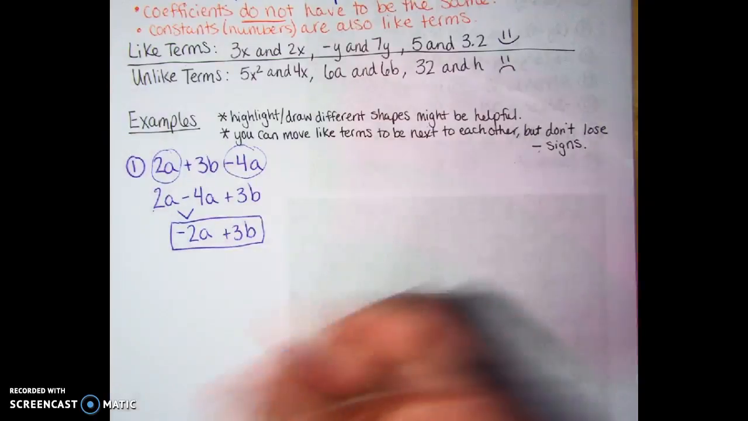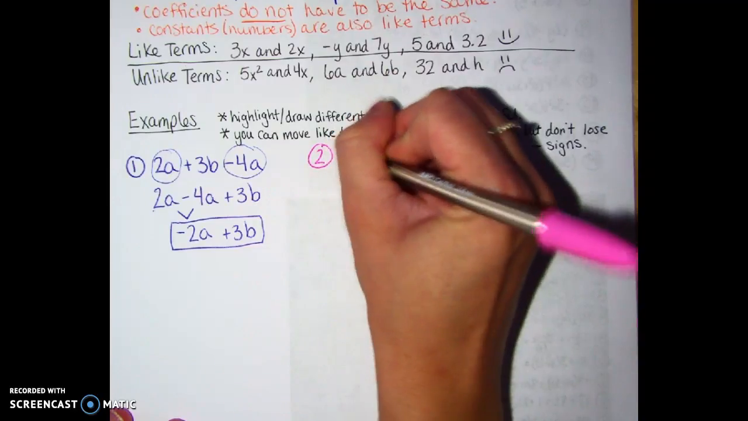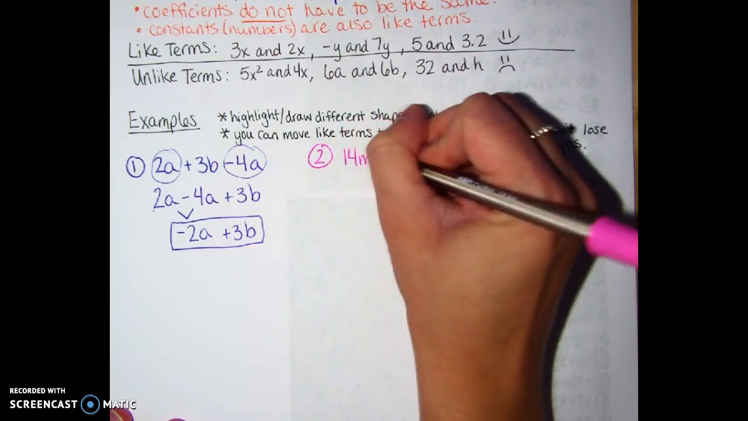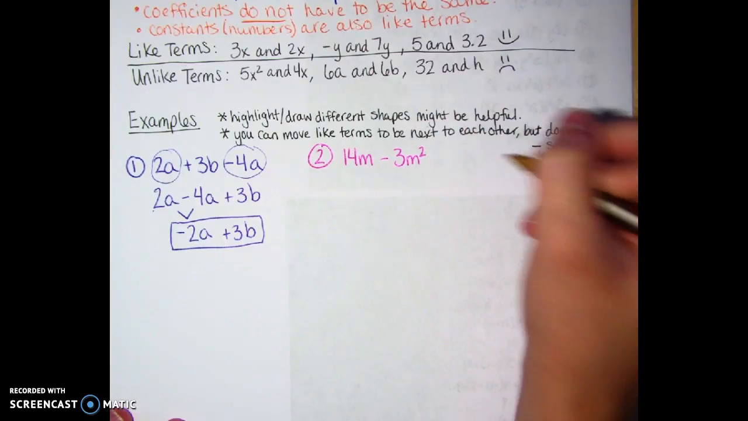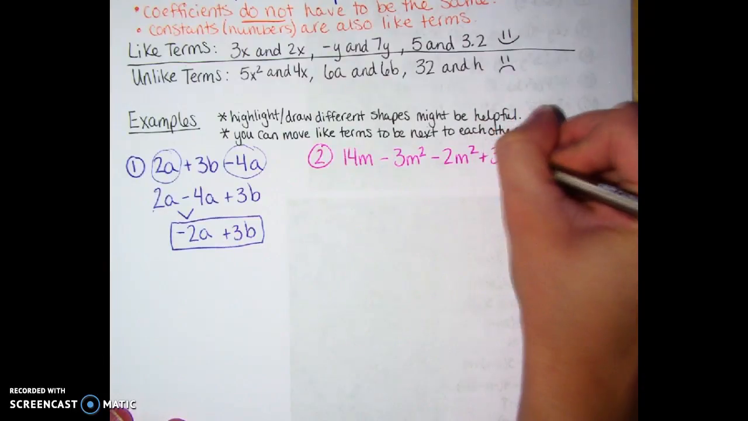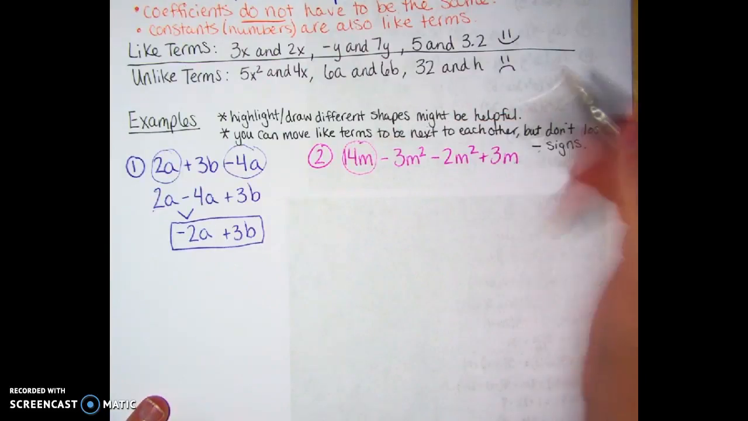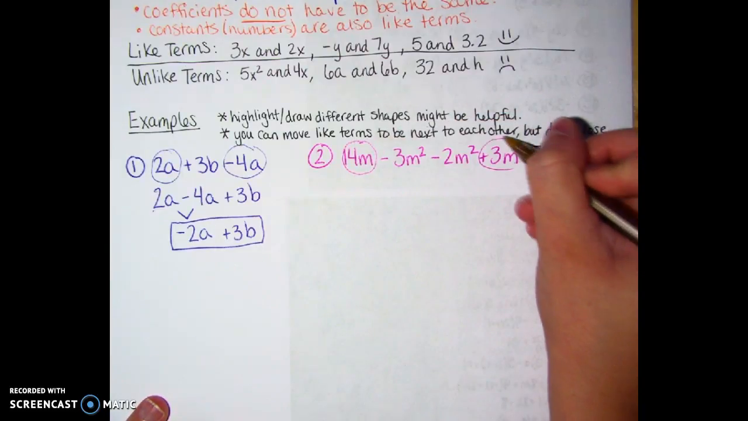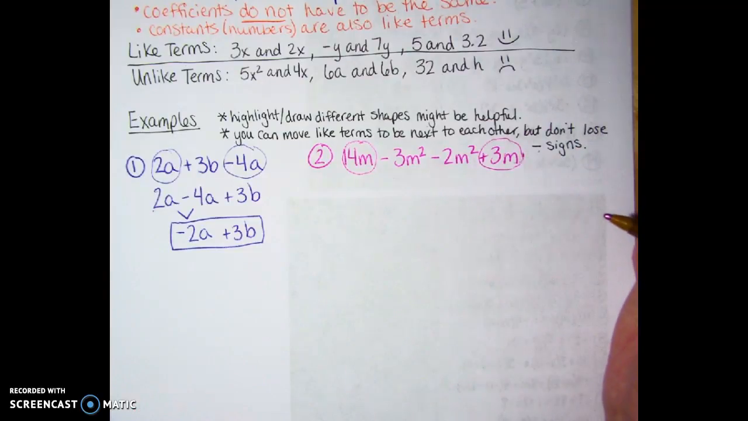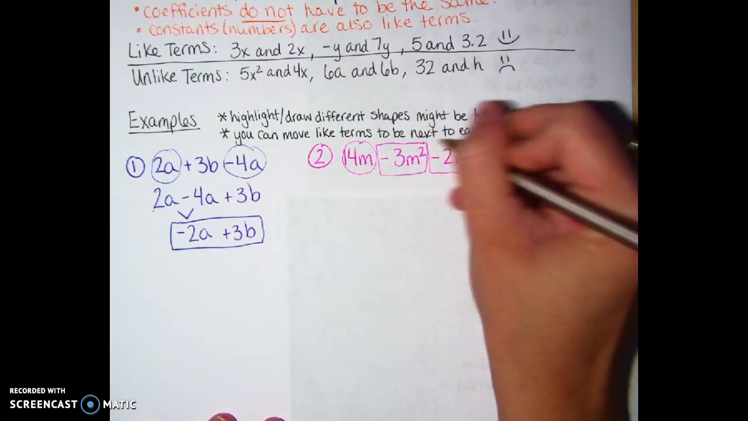Okay, let's look at another one. This one is 14m minus 3m squared minus 2m squared plus 3m. Okay, I'm going to circle the m's. So there's one, there's one. When you circle it, make sure you include the sign in front of it because that tells you if you're going to add it or subtract it, or if it's negative or positive. And then I'm going to box the m squared. So here's an m squared, and here's an m squared.